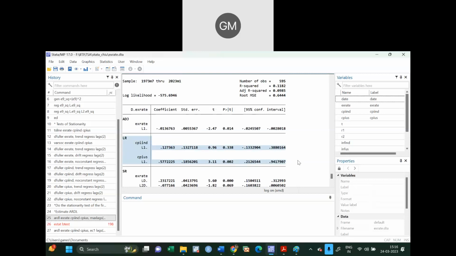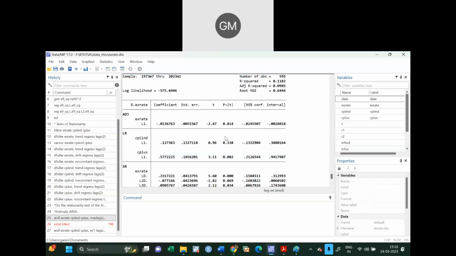So they are non-stationary in level, but they're stationary in the first difference. What we say is that a linear combination of all these 3 variables is going to be stationary in the long run. That's what it means in the case of co-integration. So now, including the error correction term.